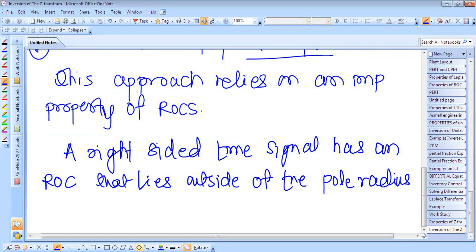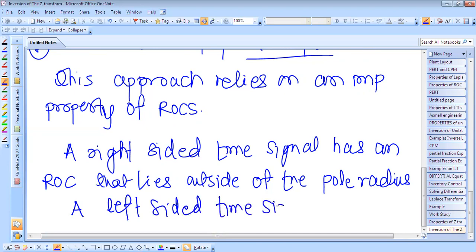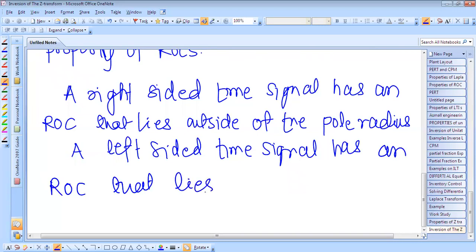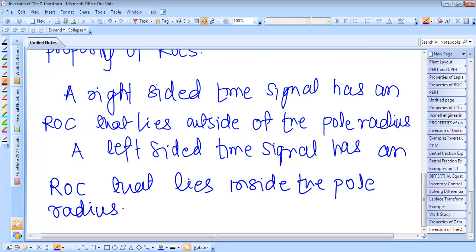While a left-sided time signal has an ROC that lies inside the pole radius.